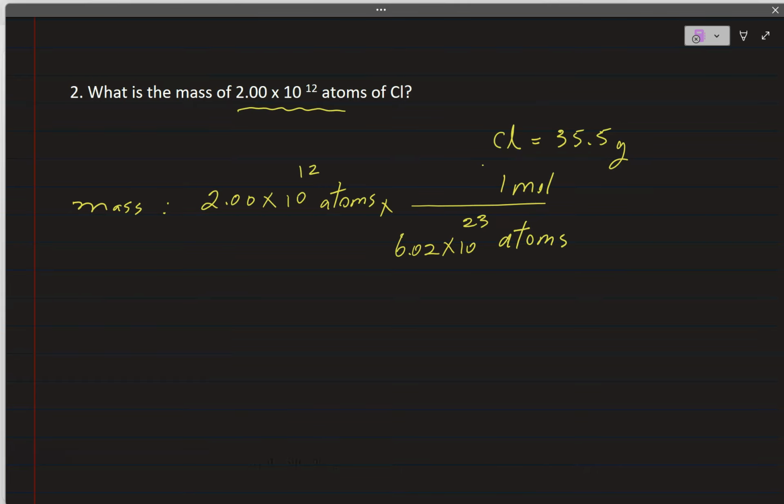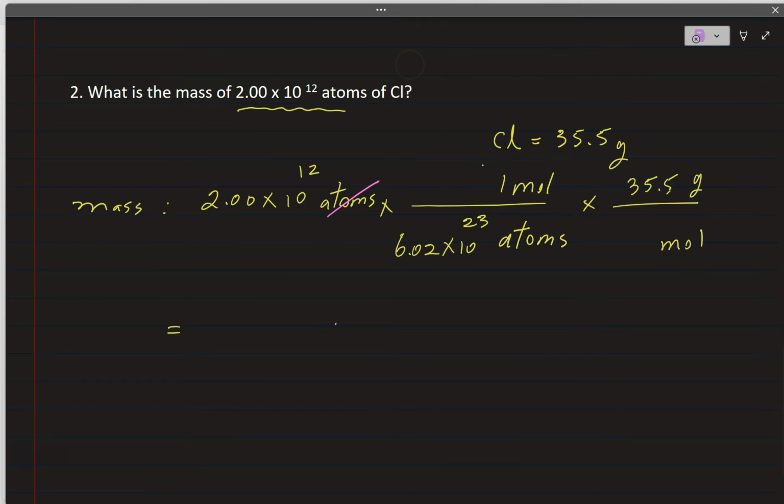Okay, and then you multiply that one. We're going to go with mole in the denominator, and then the mass, the gram, on top, which is 35.5 gram of chlorine. Okay, simple as that, because we know that 1 mole of chlorine is 35.5 gram. That's the molar mass. And now we're just going to go through and simplify.